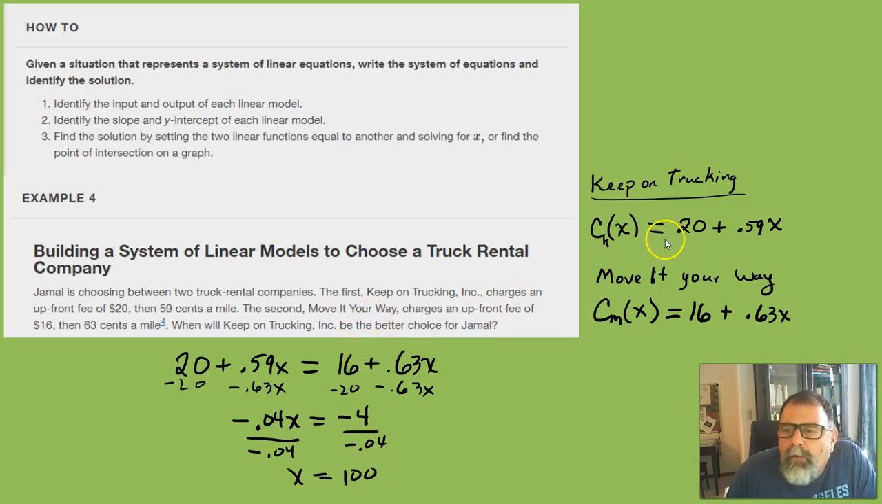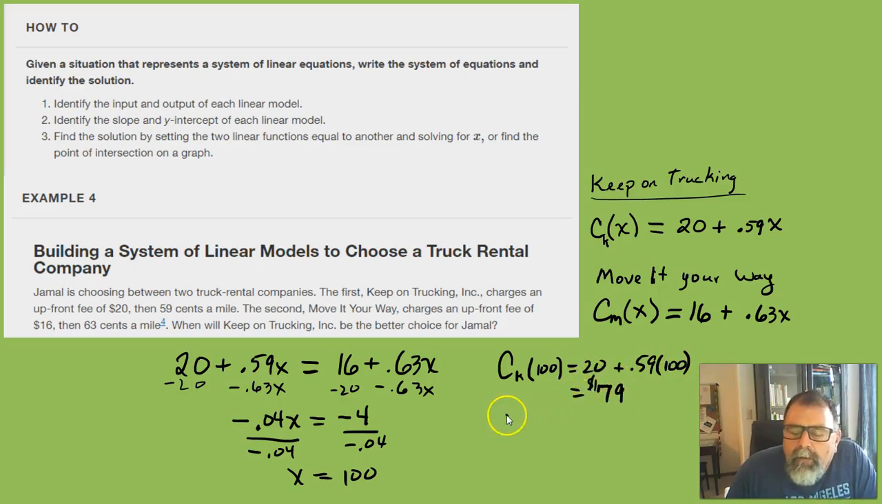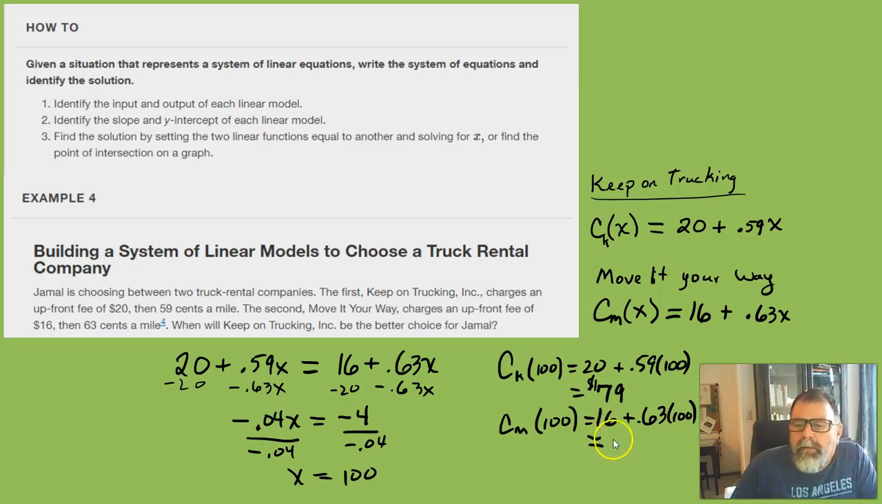So if I did 100 miles, they'll cost exactly the same. So let's just check that. C sub k of 100 would be 20 plus 0.59 times 100, which would be 59, plus 20 would be $79. And then C sub m of 100 would be 16 plus 63 cents times 100, which would be $63, plus 16 would be 79. So you see that's equal.